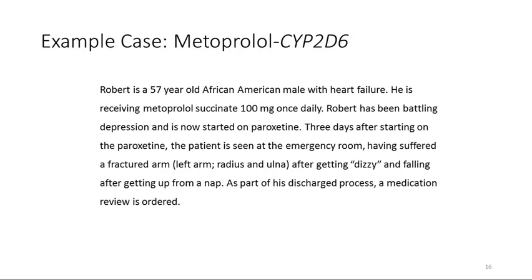Okay, at this point, what I'd like to do is put this exposure idea together. We've already talked about the underlying genetic basis and the fact that there may be patients who are on multiple medications, and now you have a drug-drug interaction and a drug-gene interaction. Let me use this as an illustration of what could happen. Robert's a 57-year-old African-American male with heart failure. He's been getting the beta-adrenergic blocker metoprolol, 100 milligrams once daily for his heart failure treatment. But he's also been dealing with depression, and so he started on paroxetine, one of the selective serotonin reuptake inhibitors.